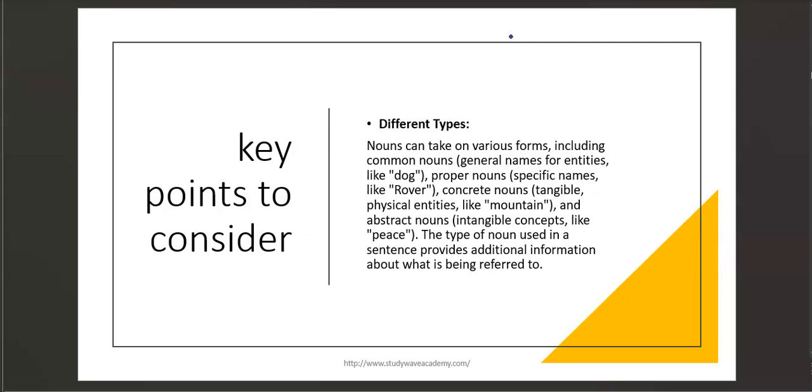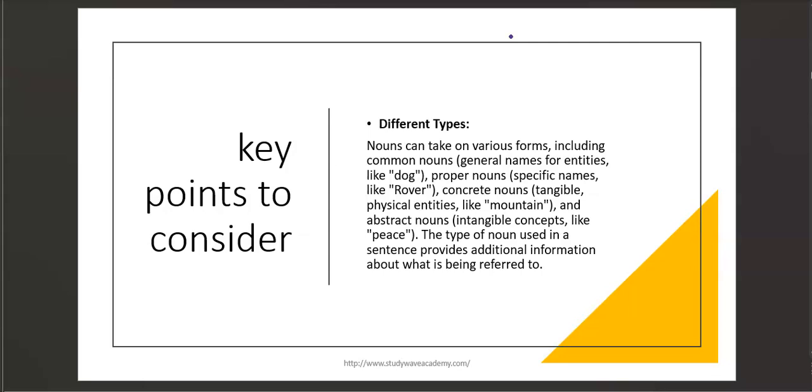Then we have something also called the concrete nouns. So concrete nouns, we have the tangible or physical entities like mountains. These are concrete nouns. Concrete nouns are nouns that we can touch. Okay, we have mountains, we have chairs, we have flower vases. These are concrete nouns. They are tangible, we can touch them.